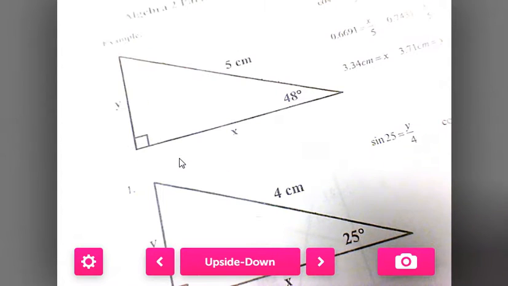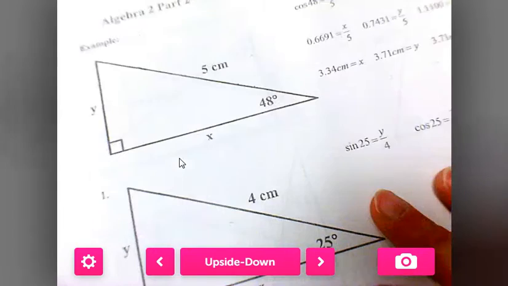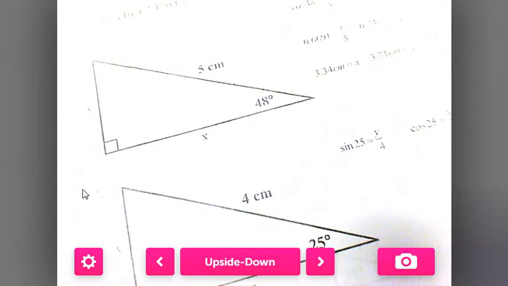The classwork for today, where we're going to talk about sine, cosine, and tangent. So this should all be review for you guys, being that you're in Algebra 2, Part 2. But I do want to review it before we get into the law of sines and cosines.